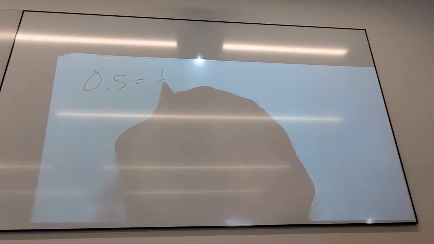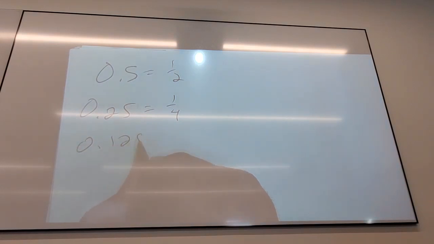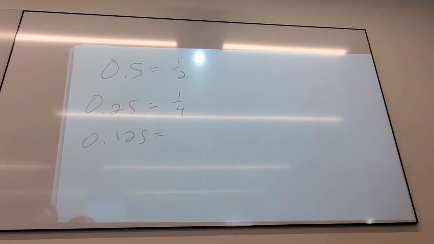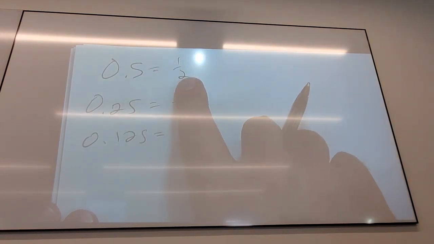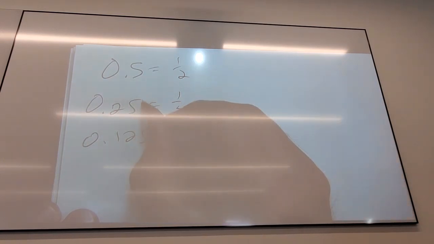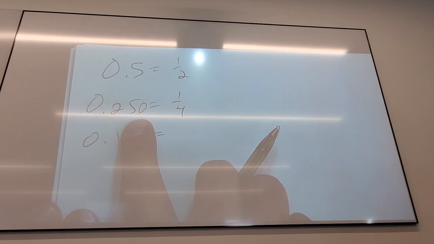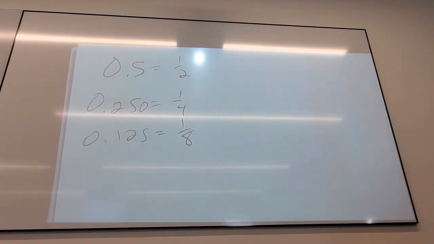So real quick, you guys already know most of these things, but 0.5 of course is a half. What's 0.25? 1 over 4. What's 0.125? So real quick, 0.5 is a half. 0.25 is a half of that. A half of a half is a fourth. 0.125 is exactly 1/2 of 0.250. What's 1/2 of 1/4? 1/8. Y'all kind of with me?